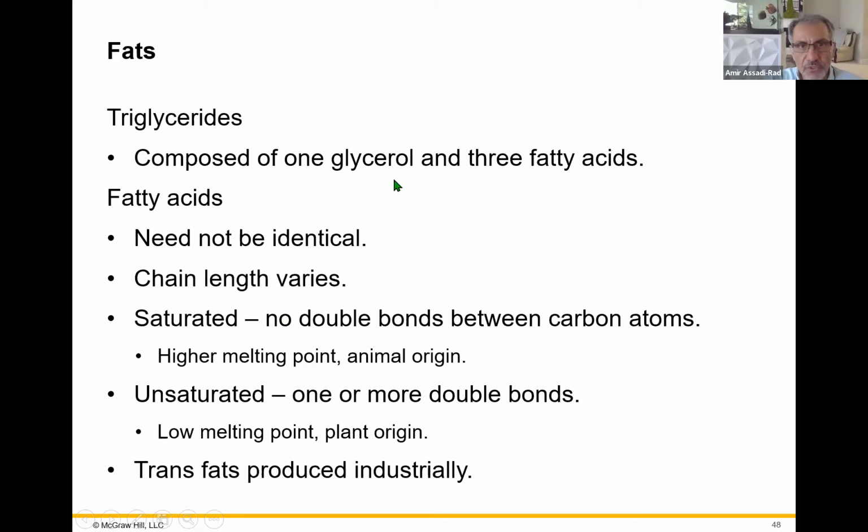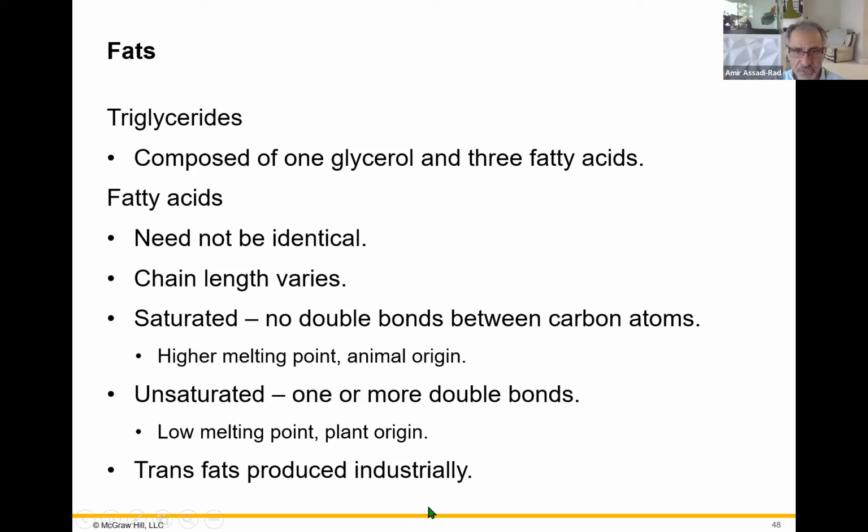I will talk about triglycerides, composed of a glycerol molecule and 3 fatty acids. I will put it up here for you guys. The fatty acids need not be identical, and the chain length varies. Saturated means all of the carbons have hydrogens attached to them. I'll show you in a picture. Saturated fatty acid means all of the carbons have hydrogen attached to them. Unsaturated fatty acid means a few of the hydrogens are missing. That's what it is.